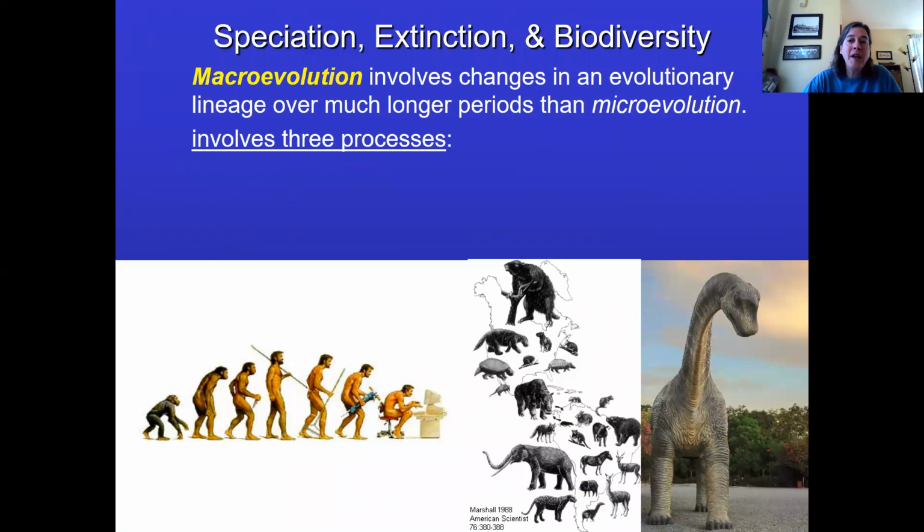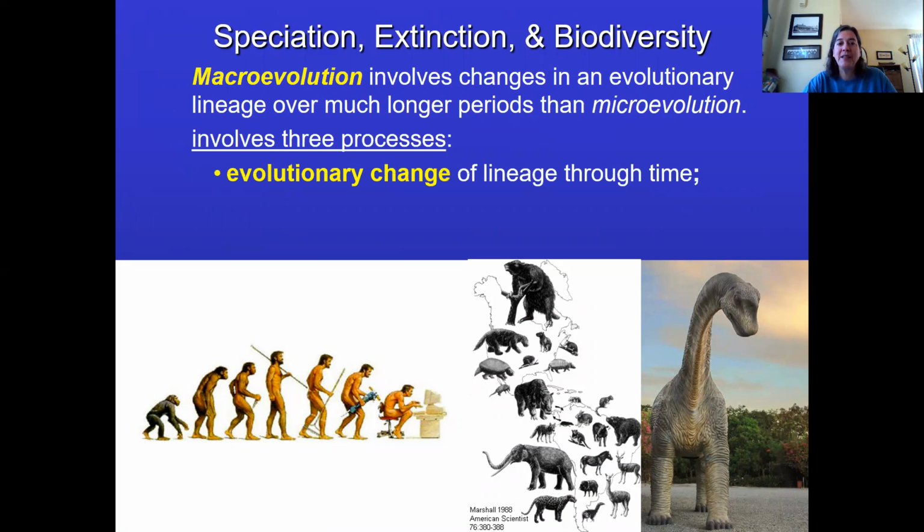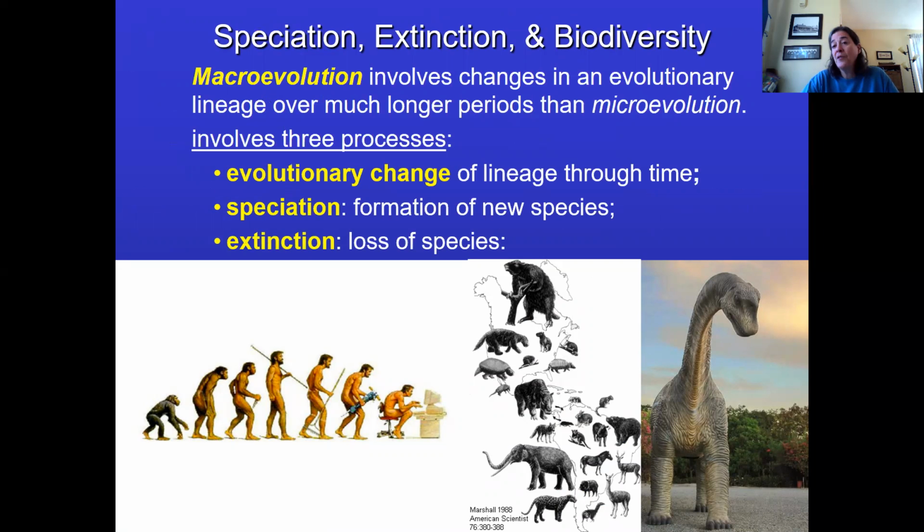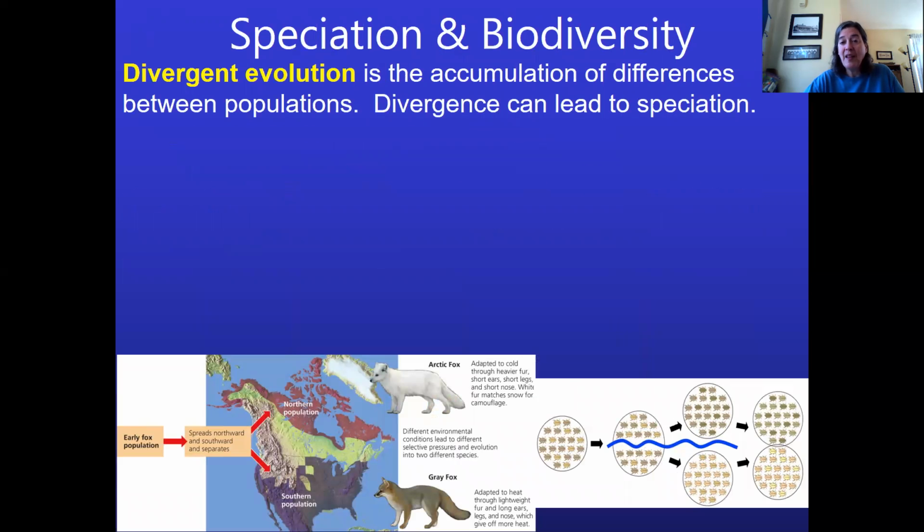Okay, so going on to the next step, let's look at macroevolution. It is when you get enough changes over time that you actually get new species. So there are three processes involved. One is evolutionary change over time. One is the formation of new species. And then there's the other side of that, which is the loss of species that are no longer able to survive in your habitat.